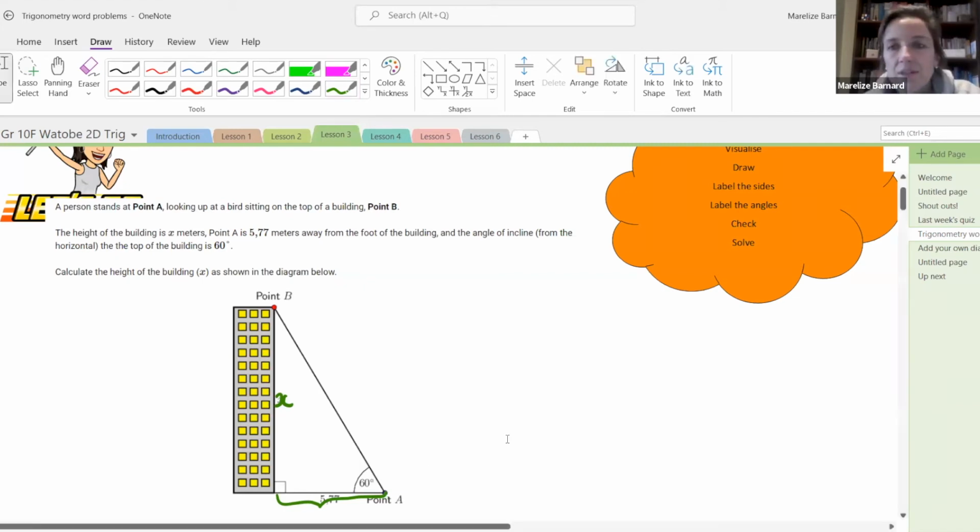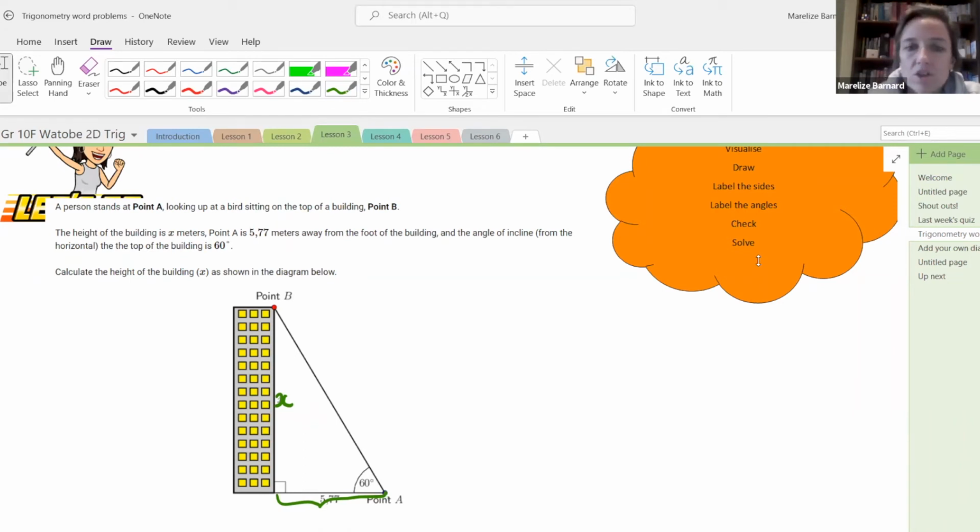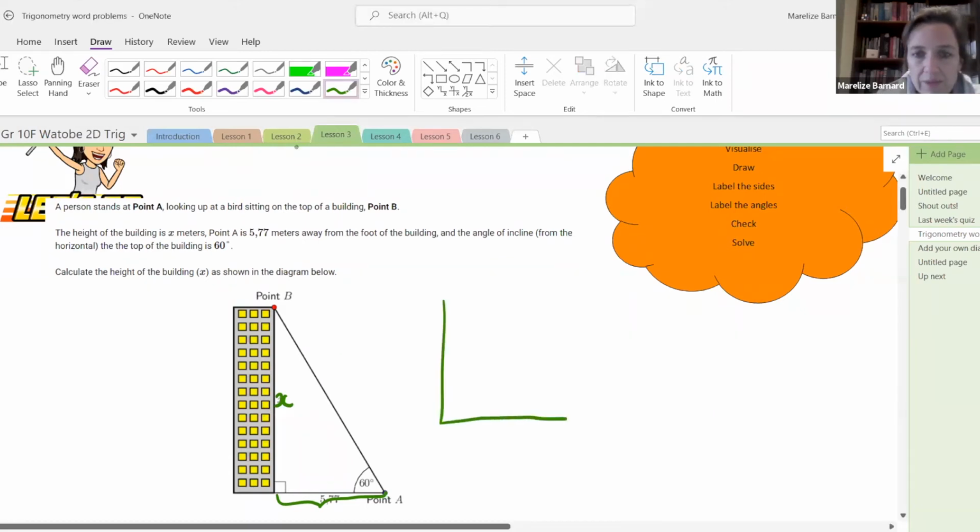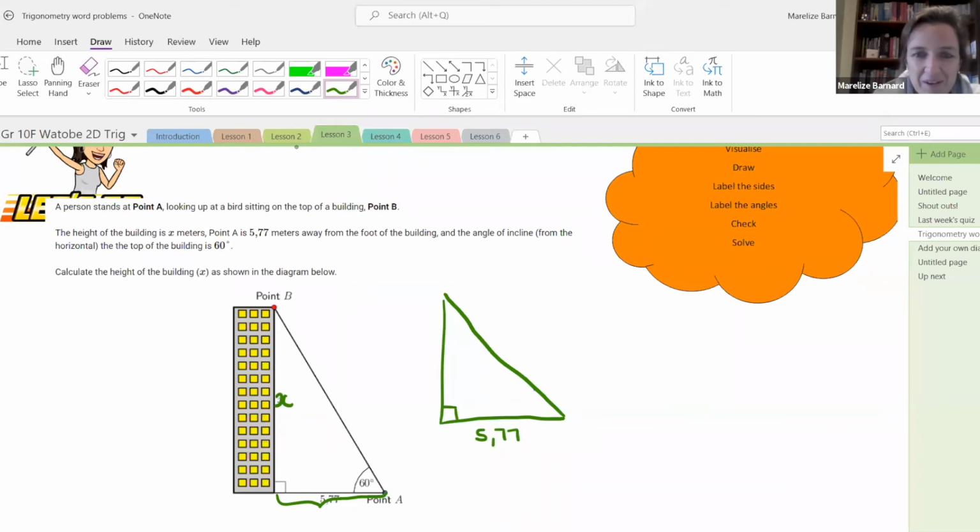So first I want you to tell me in the chat, which trig ratio are we going to use? You can draw a rough sketch for yourself, a little triangle, just roughly representing. Remember how we drew last week? You can do that if you can't take a screenshot for whatever reason.